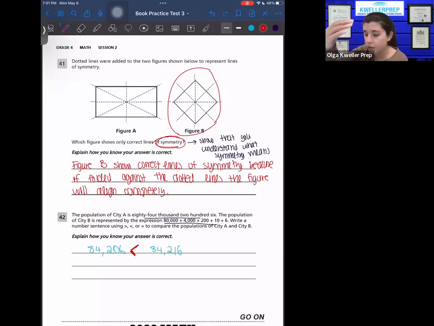Right, 16 is more than 6. Great. Or you can say that in the tens, all the digits are the same, except in the tens place, 1 is greater than 0, right? So any explanation that shows that you understand how to compare numbers. Does that make sense?